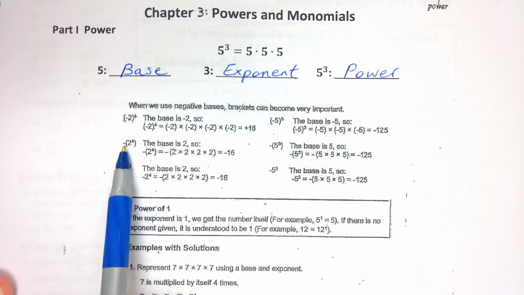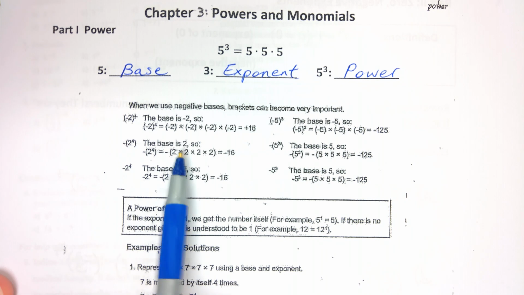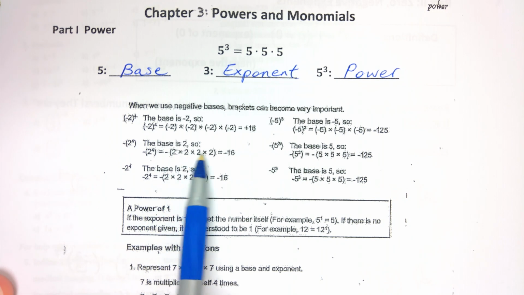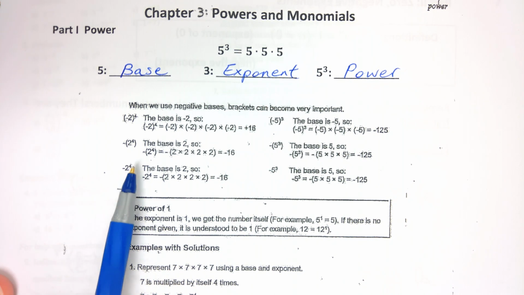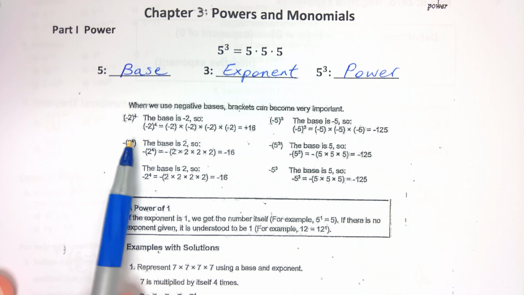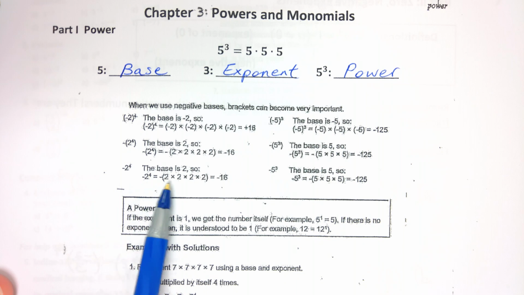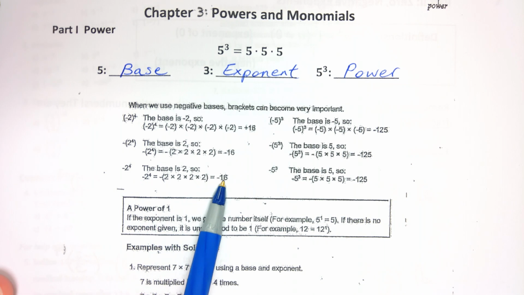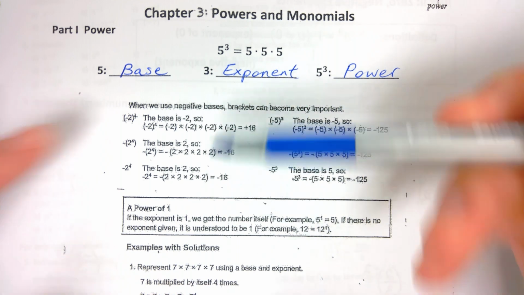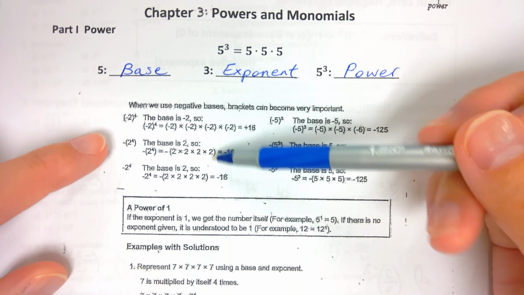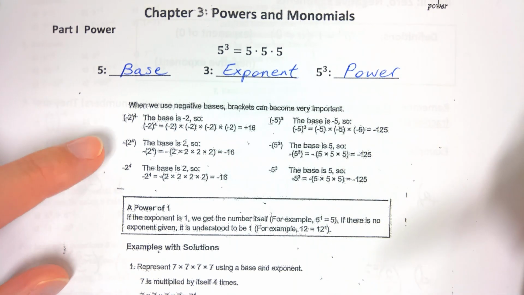If the negative sign is on the outside, then it's just negative 2 times 2 times 2 times 2, which is negative 16. And if there's no bracket, it means the same thing as a bracket not around the negative sign, so again it's negative, and then 2 times 2 times 2 times 2, which is negative 16. You see the difference between when the negative is on the inside and when it's on the outside?